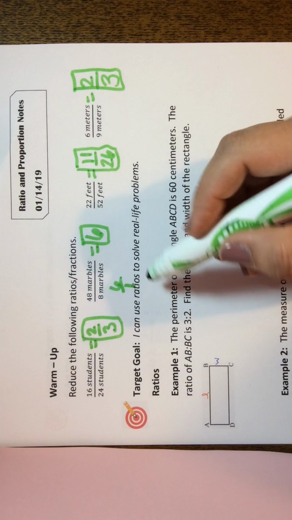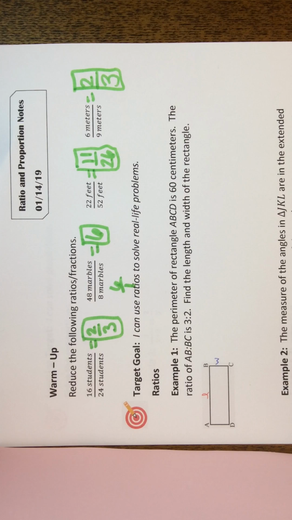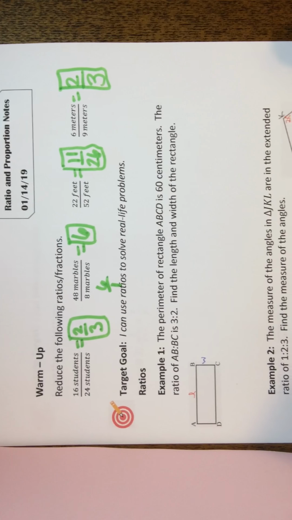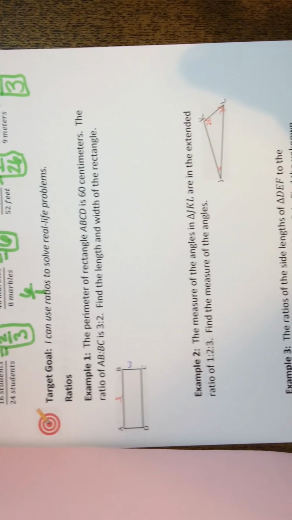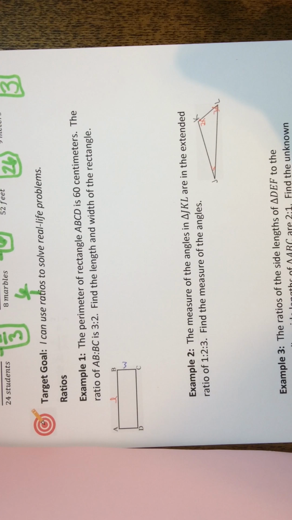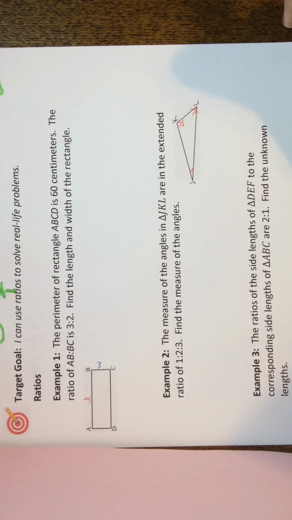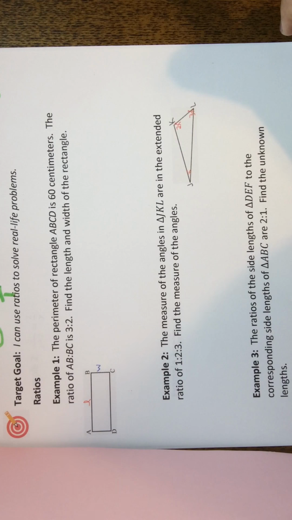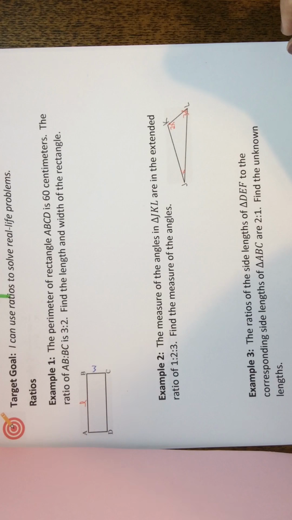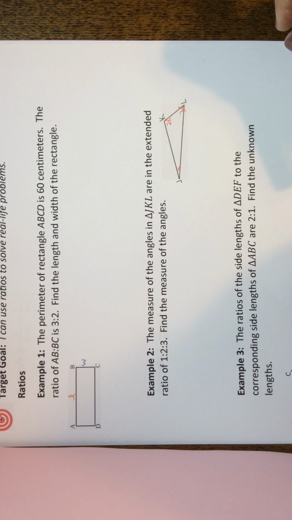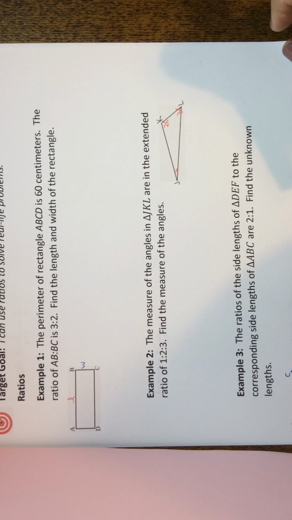The first one is I can use ratios to solve real life problems. So trying to find the length and the width of a rectangle. If you go into construction maybe, or you're making a rectangular garden, you can use some of these problems to help you out with the building of the length and the width of a rectangle. So let's take a look at example 1.